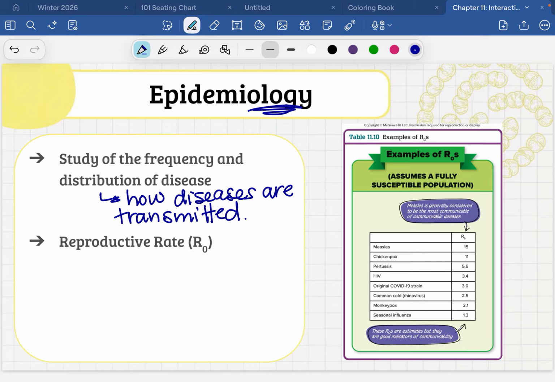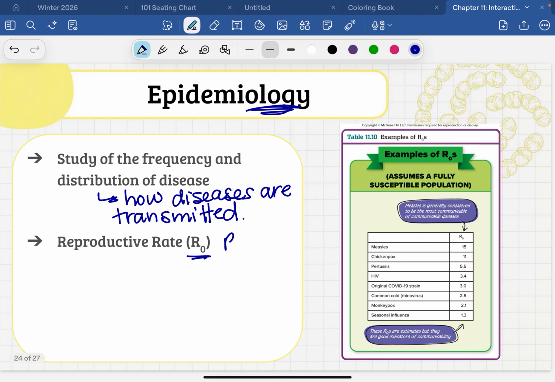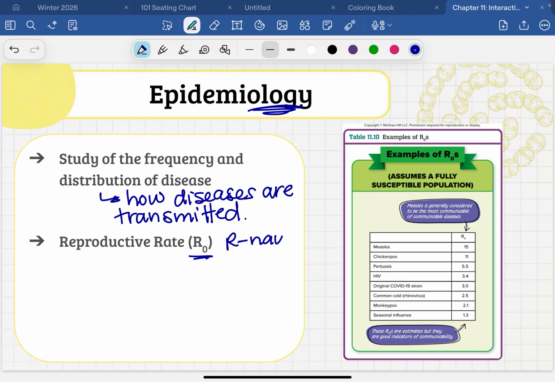But one of the most important things that they study in epidemiology is something called the reproductive rate, which we will call R0, with a little 0 on the bottom. When you say that out loud, you say R naught. That's what it sounds like when you say it out loud. And this R naught is the reproductive rate of an organism.